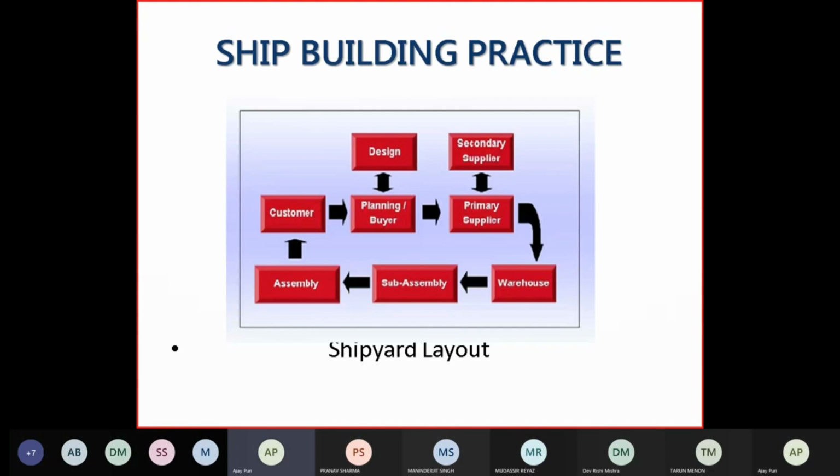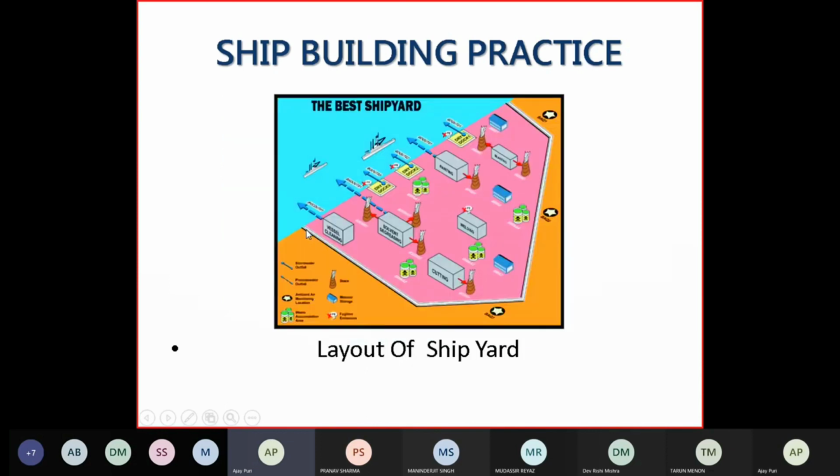So suppose you are a customer and you're planning to purchase maybe a bulk carrier. You will have a design there, and according to your designs, the final design is selected as per your speed and fuel consumption, and then the plan and the expenses are calculated. Contract is signed between buyer and seller. Then you have the various vendors who supply. It comes to the warehouse, then sub assembly, assembly, and then launching of the vessel. We will do that in detail now.